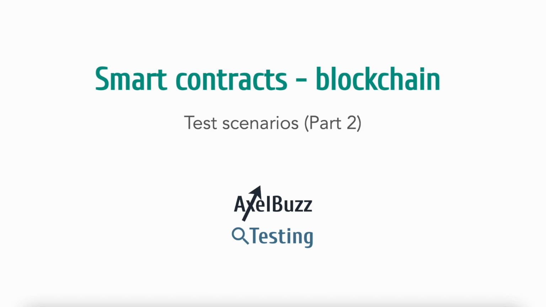So in the last video we saw some testing types and test scenarios of smart contract testing. So let's continue the previous video. In this video we are going to see the remaining testing types and their test scenarios, and how to test smart contracts. So let's get started.